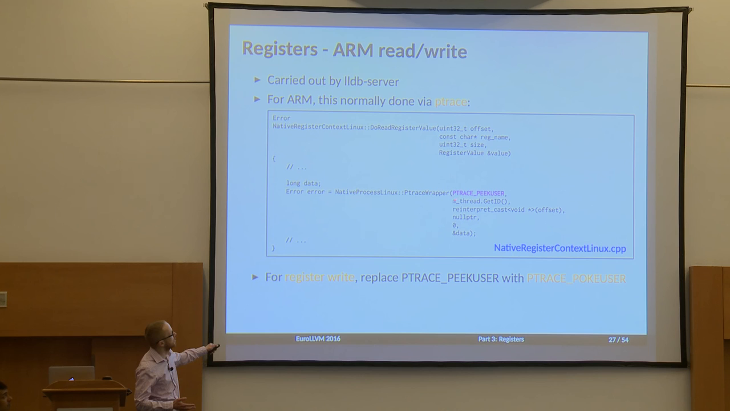The first one specifies the request you want to make. This one means go and check something in the user area, because I mentioned the registers are saved to the user area. You have to pass a thread ID, because each ptrace call is per thread. Then the offset, the same offset that we specified earlier in register info, and where you want to save your register. If you want to instead write a register, you just replace PTRACE_PEEKUSER with PTRACE_POKEUSER.